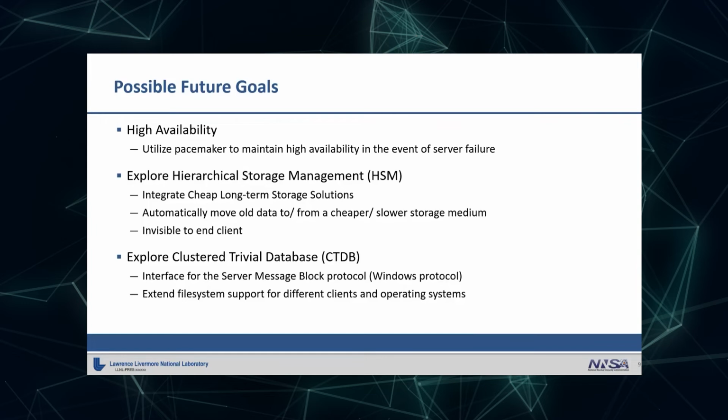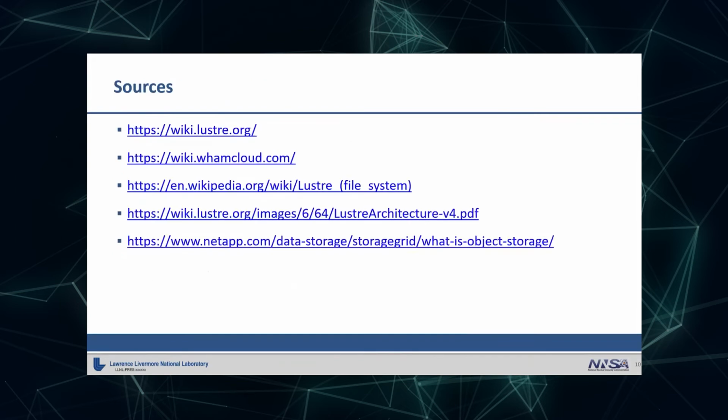And then finally, we considered exploring a clustered trivial database, or CTDB. And what this is, it's a network-based cluster framework and cluster database platform, which allows multiple servers to run seamlessly on Lustre to serve data utilizing the Server Message Block protocol, which is for Windows. So basically, we would be applying the SMB protocol and matching it with Lustre, which would extend file system support for different clients and operating systems, namely Windows in this case.